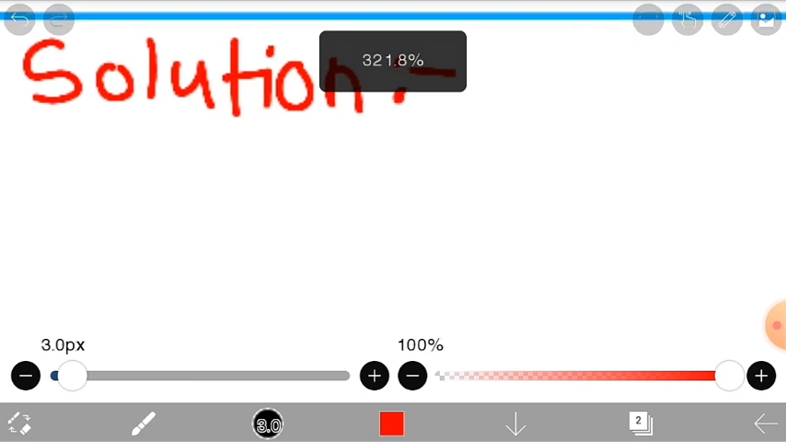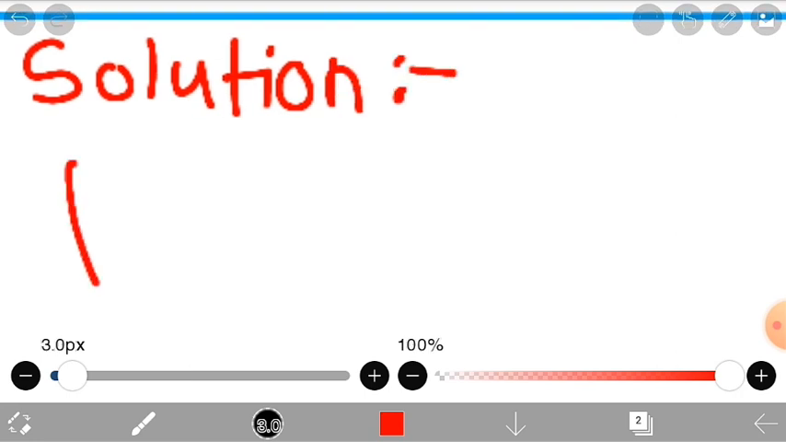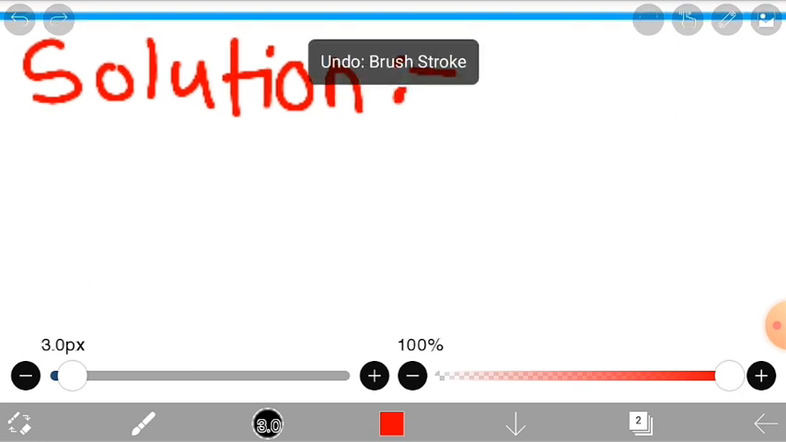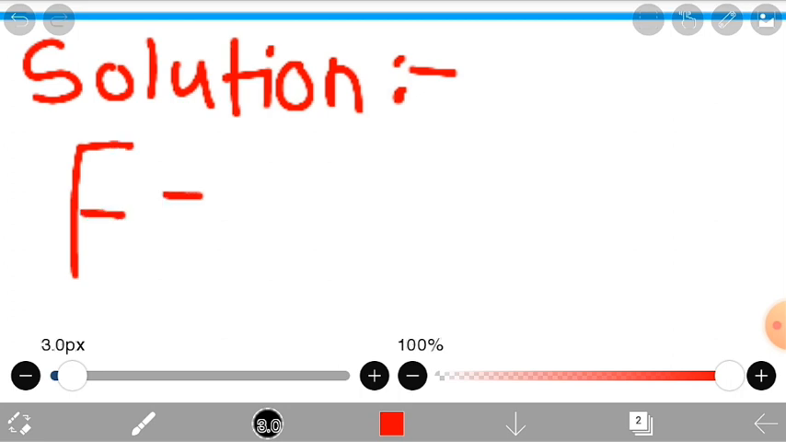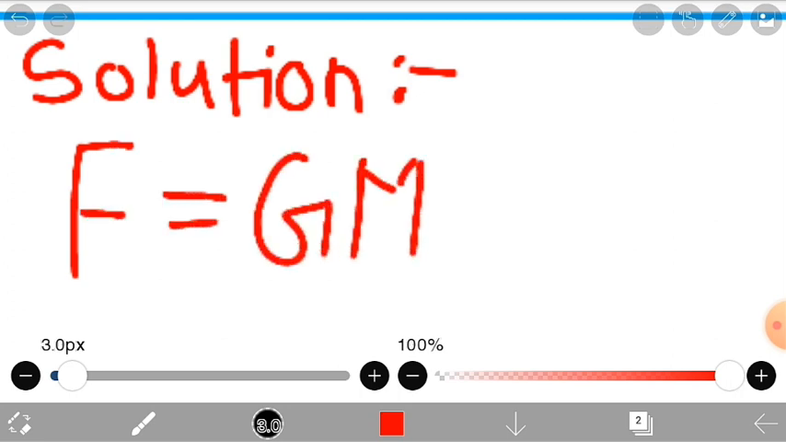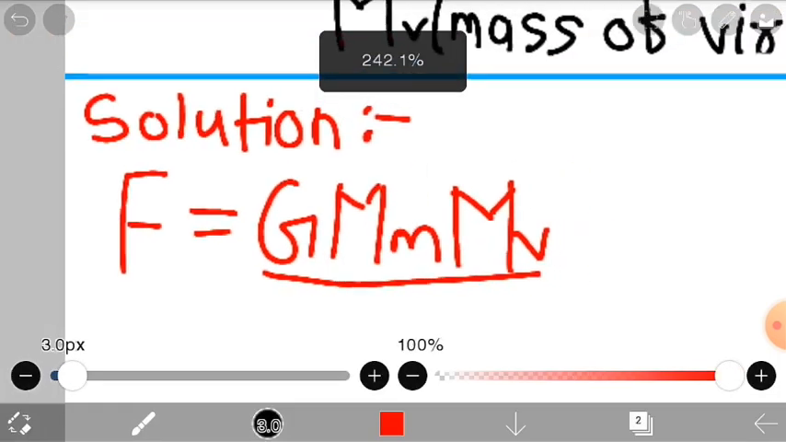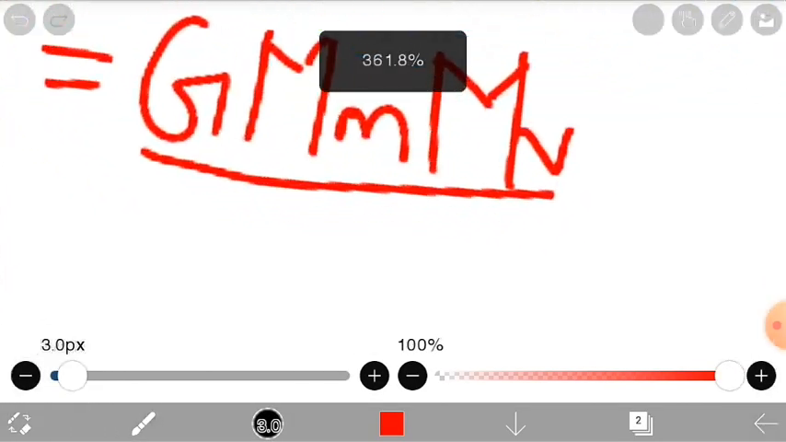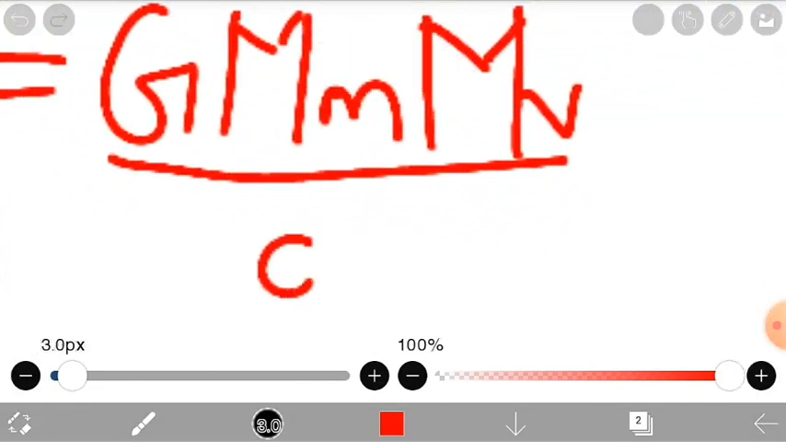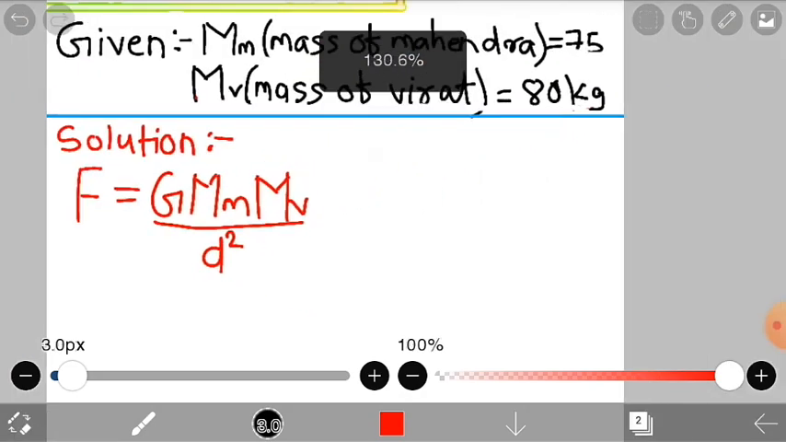As the formula for the gravitational force, that is force equals G times the mass of Mahendra and the mass of Virat, upon the distance between them. What is the distance between them? Let's consider the distance between them, that is d square.